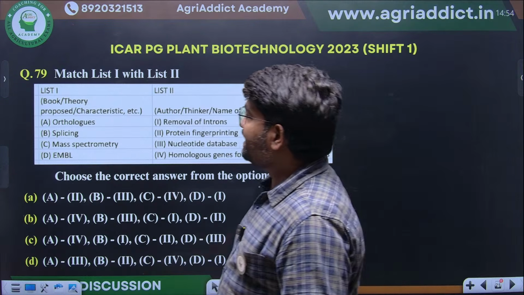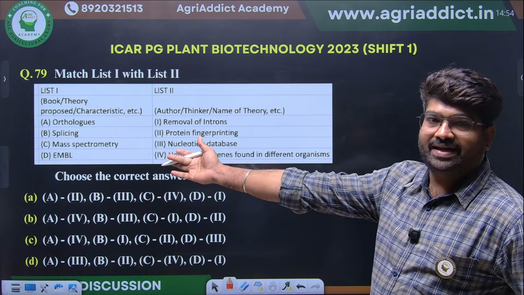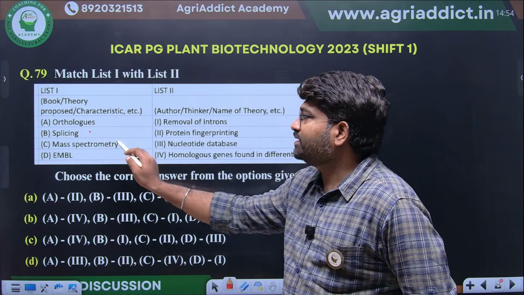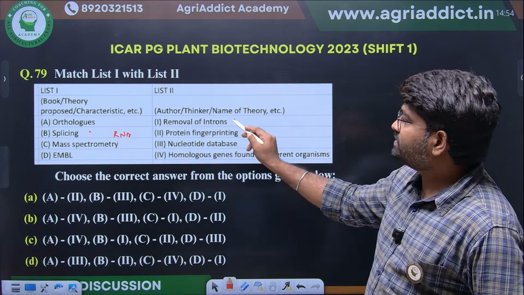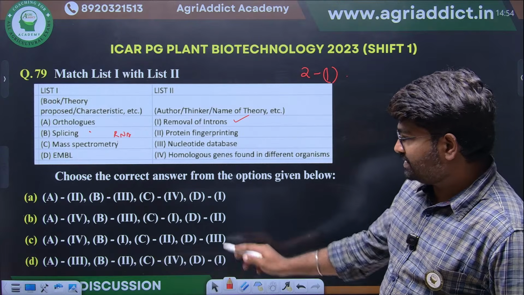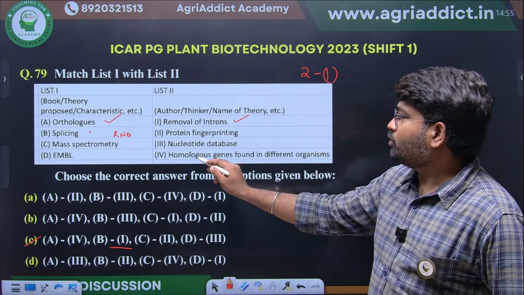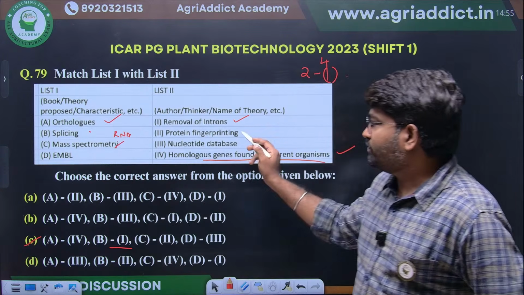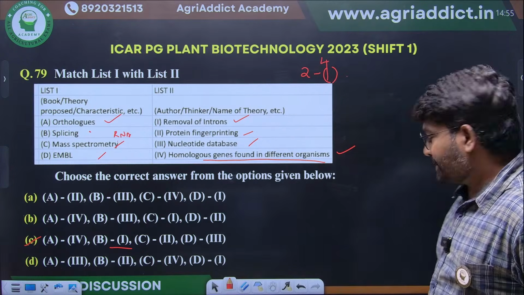Next, they have given a matching question on terms or characteristics, like what is meant by ortholog, splicing, mass spectroscopy, and different tools like EMBL. Among them, what will be the easy ones? Splicing, mass spectroscopy, these are common terms. RNA splicing is specifically for removal of introns. So 2 will come with 1. Second is option 1, only here it is coming. Simple thing. Orthologs means homologous genes found in different organisms. Then mass spectroscopy is protein fingerprinting, and EMBL is a nucleotide database. This is one of the simple questions.